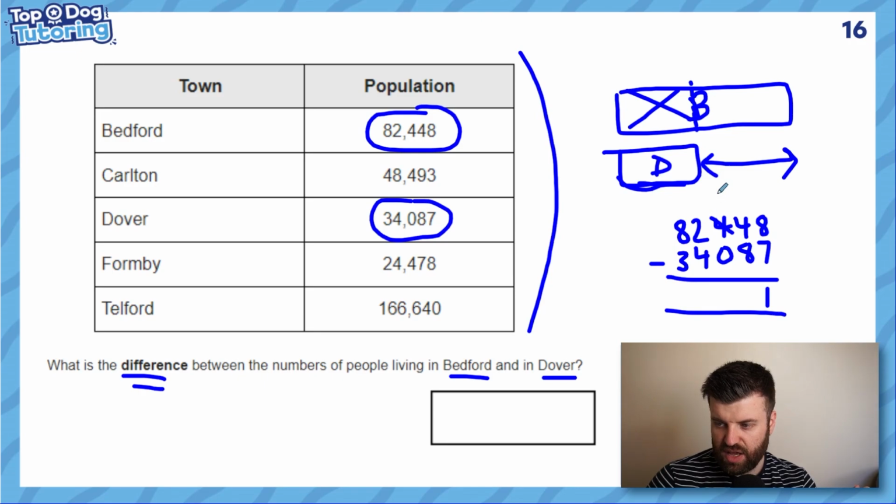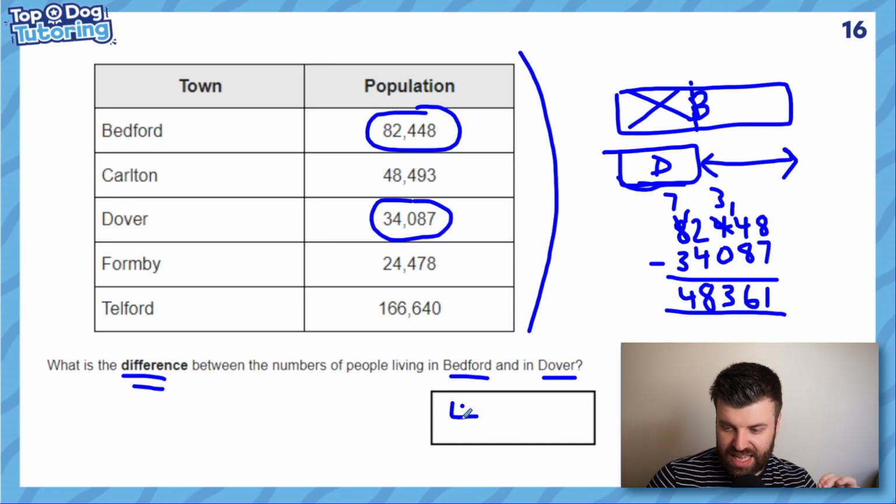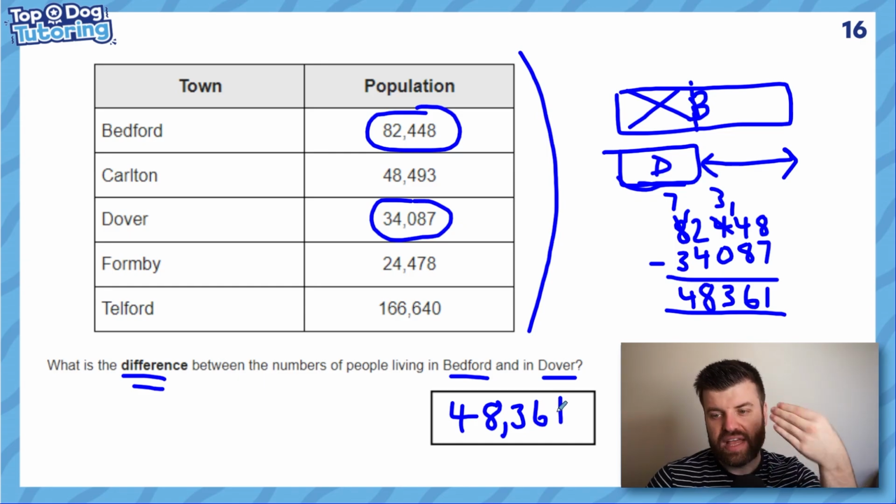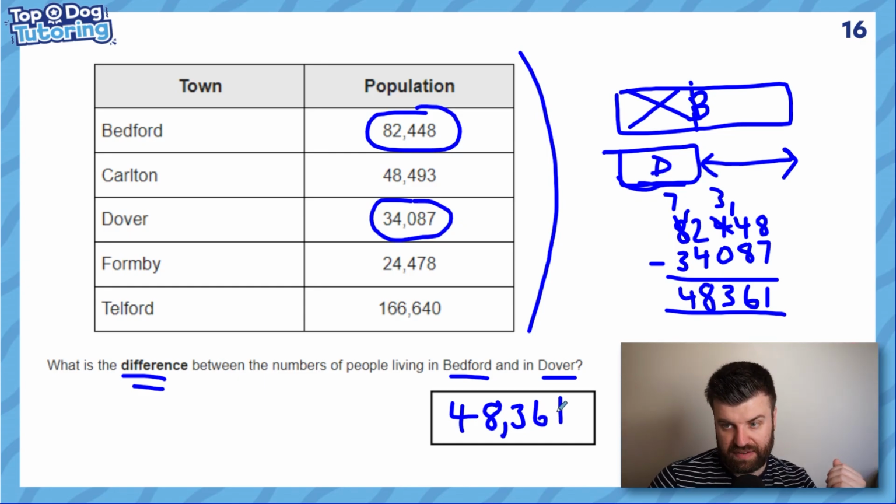4 take 8. We have to do some exchanging. 14 take away 8 is 6. 3 take 0 is 3. 2 take away 4. Again, we have to do some exchanging. 12 take 4 is 8. 7 take away 3 is 4. So the difference is 48,361, because that's how many more people would have to be added on to Dover to get up to the population of Bedford. Hopefully that makes sense for you guys.